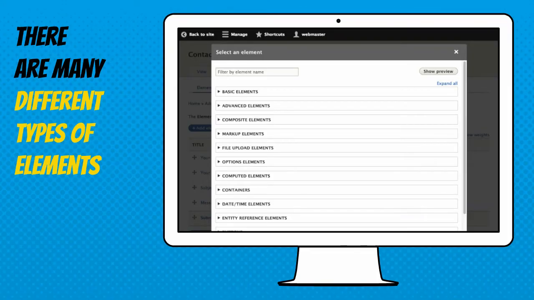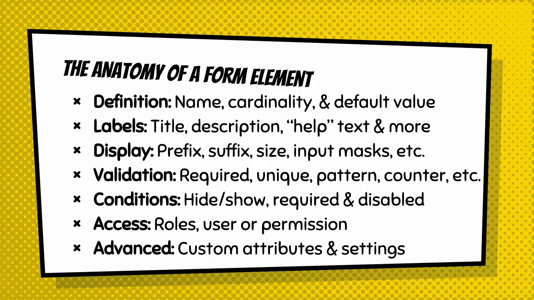So there are many different types of elements. I'm just giving you kind of the overview, the breakdown. This just helps you when you're starting to navigate, so you can start grasping the different types. One thing I don't go heavily into in this presentation is computed elements. You've got to look at those and experiment with them. And I kind of want to step back and just give you the anatomy of a form element.